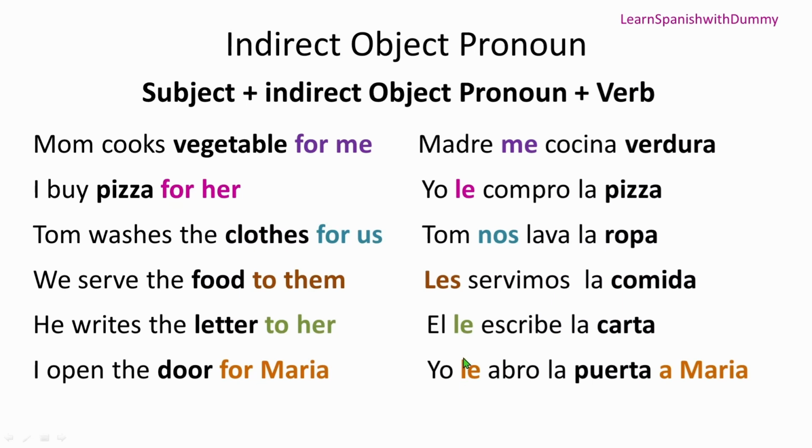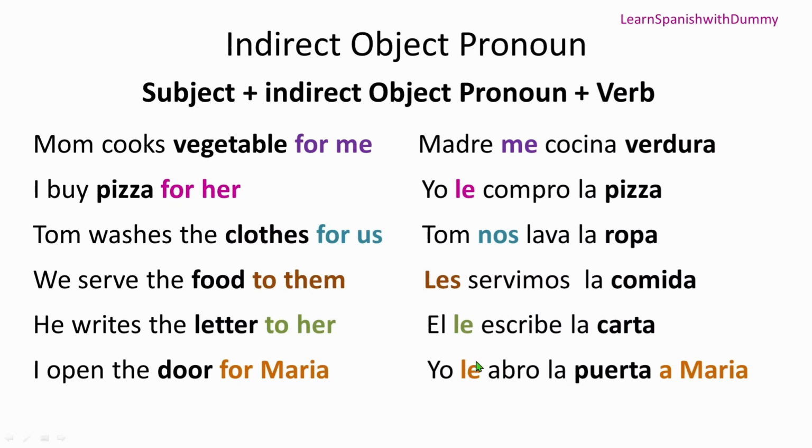Now, putting the le means "for her." Le signifies "for her," and le also signifies that I'm opening the door and doing this action for some person. And you know, the indirect object pronoun shows that you're doing an action for some person, right? So if we see just this much, "yo le abro la puerta," it means "I open the door for her." Now I put here "a Maria" just to specify who le is, because "for her" is not clear, right? So to clarify that her is Maria, I put "a Maria."